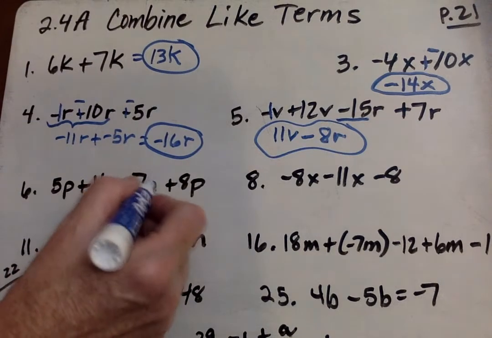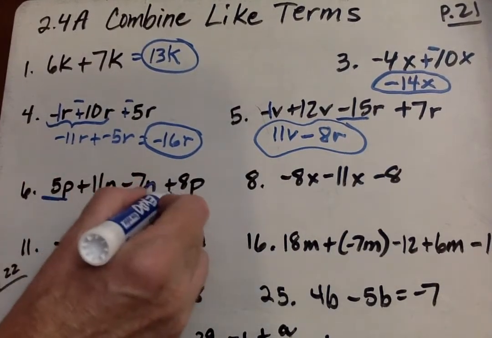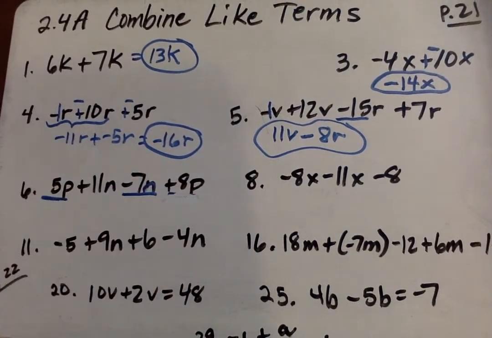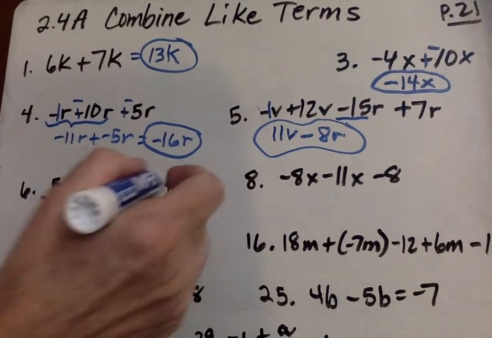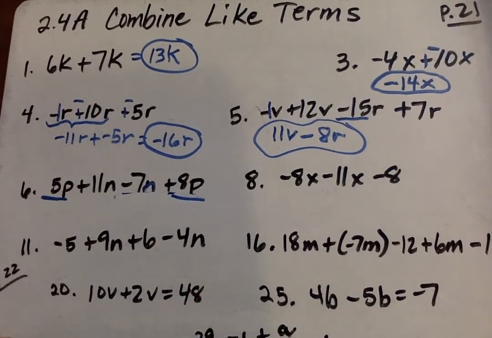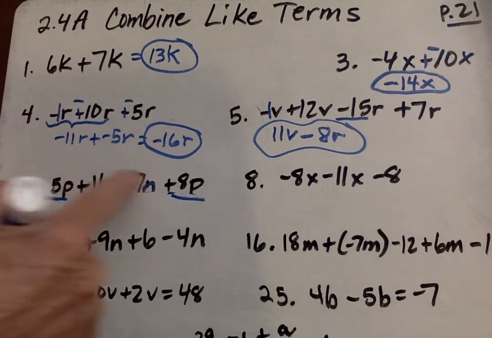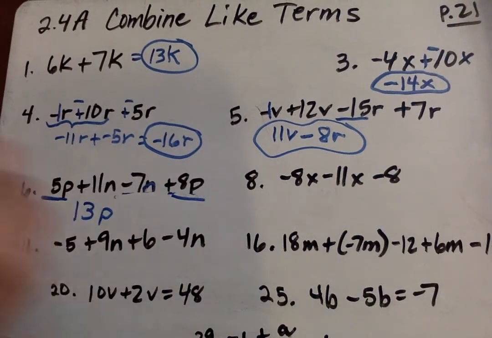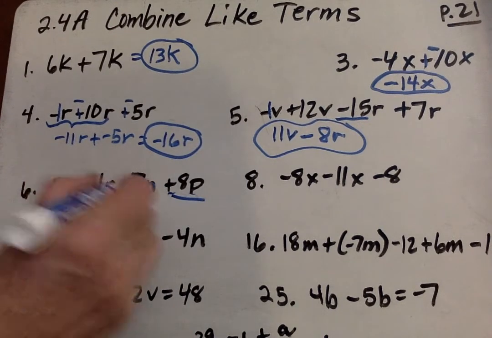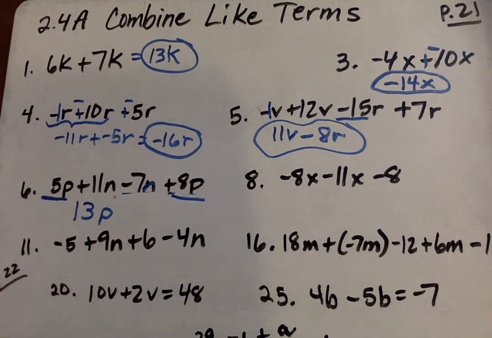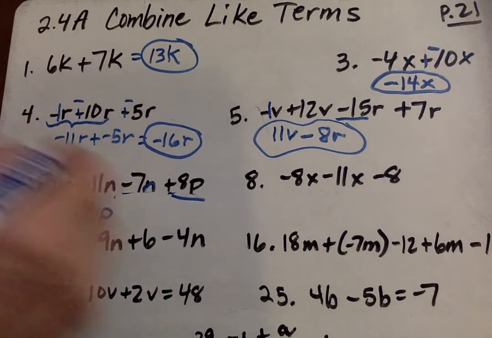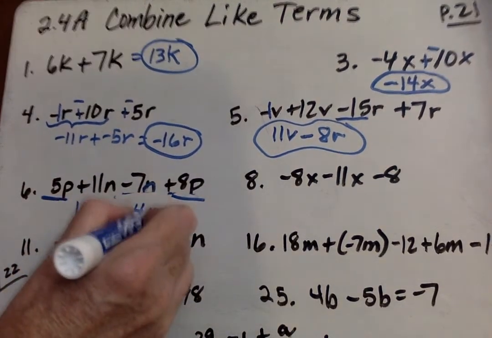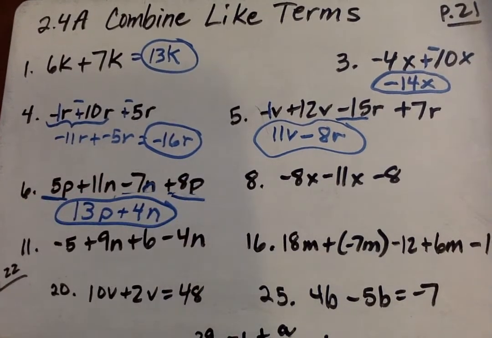And we have n's and p's. Now, we have a 5p and an 8p. What goes with the n? Negative 7n. I was right the first time. 8p goes with 5p. So we add 5p. Always look at the sign in front. Plus 8p, 13p. Now we have 11n and a negative 7n. Okay, is that a battle or a party? It's a battle, so we have to subtract. 11 minus 7, and you're finished.